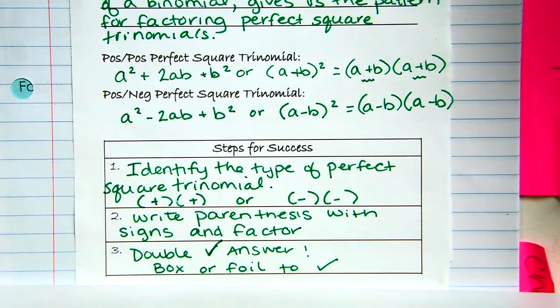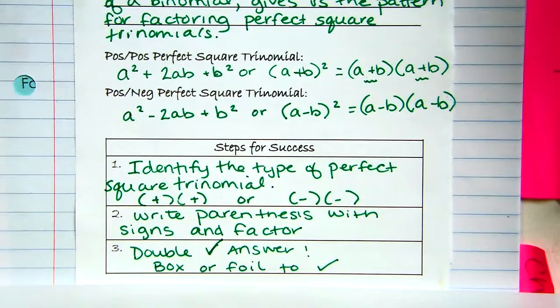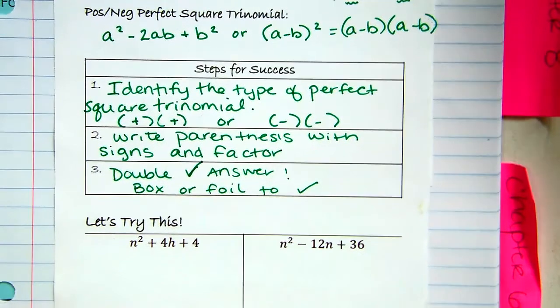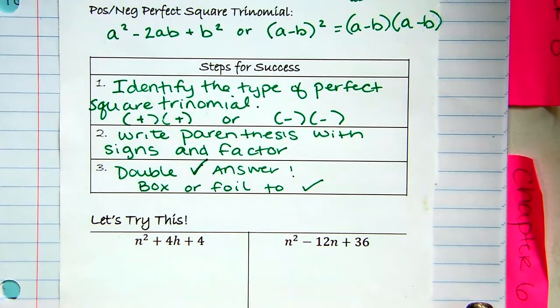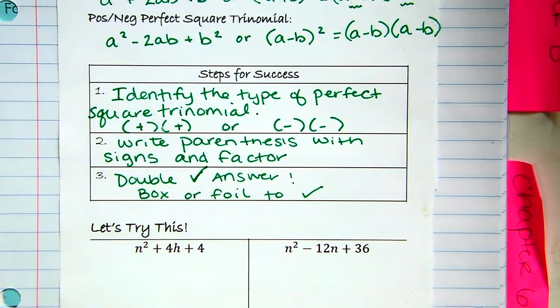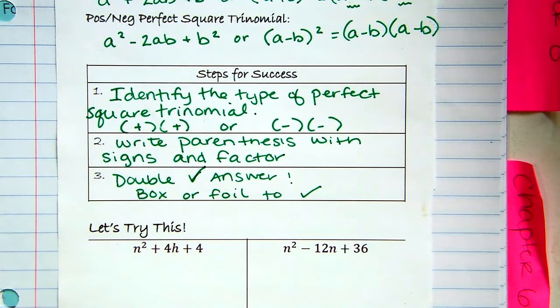Now, we do have two example problems that I want to run through on this page. The first one I have is n squared plus 4h. Sorry, that's supposed to be an h here.